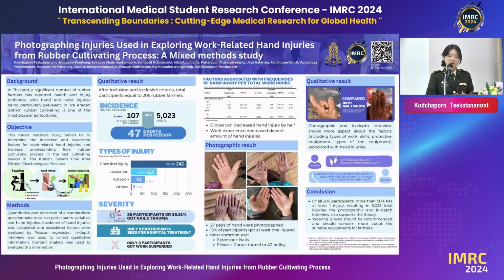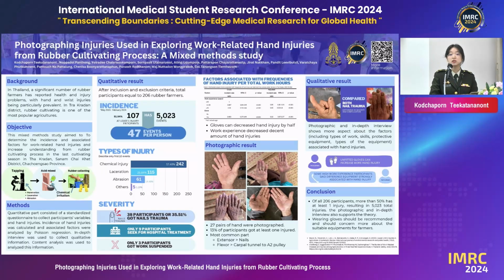After we analyzed, we found the most common parts in the extensor area are nails, and in the flexor area are carpal tunnel to A2 pulley. For our qualitative result, we conclude that the photographs and in-depth interviews show more aspects of the factors, including type of work, skill, protective equipment, and type of equipment, all of which are associated with hand injury. For example, as you can see, compare these two pictures and the difference that you can see.